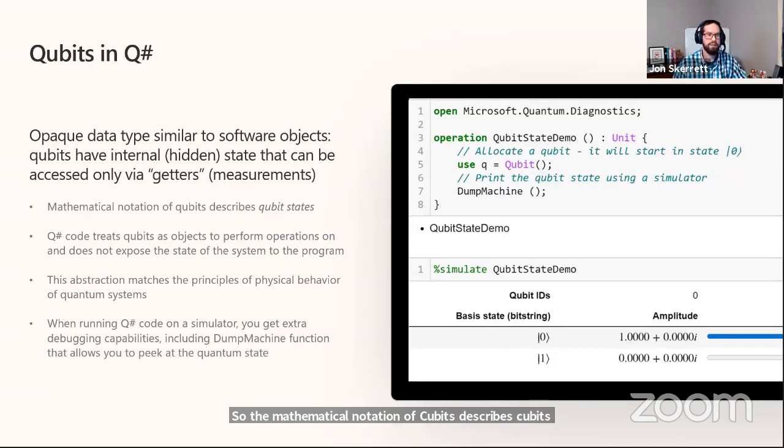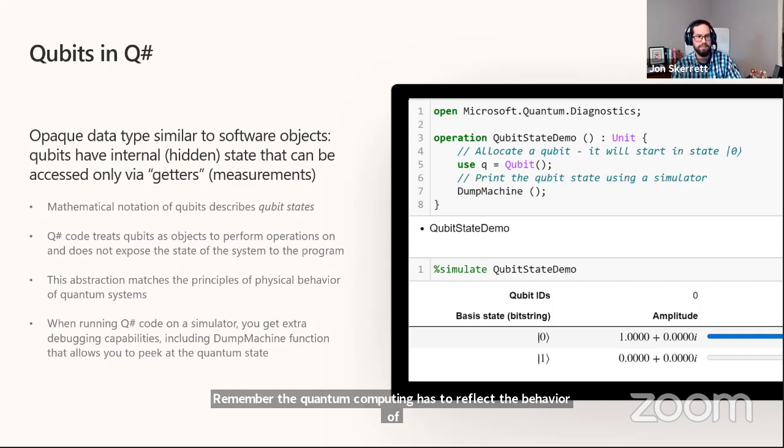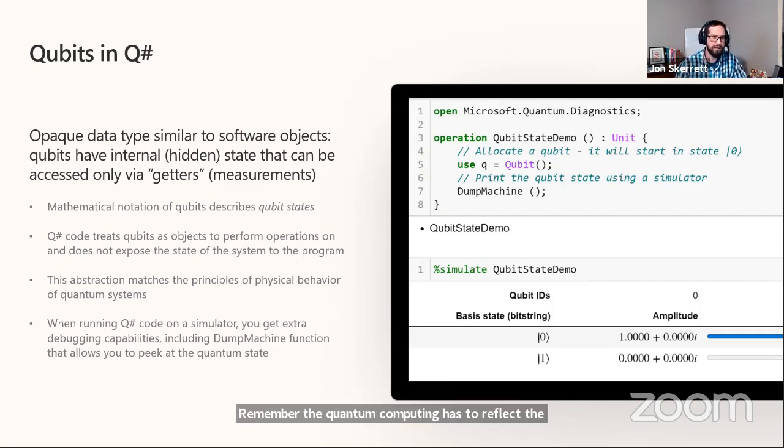So the mathematical notation of qubits describes qubit states. In the previous slide, I was mostly focusing on the vectors that represent qubit states, but this isn't really what's happening in the physical system. Remember that quantum computing has to reflect the behavior of quantum systems. It is slightly abstracted behavior, but we still want it to reflect the things that we can actually do with our physical systems. And we want our programming tools to reflect those same capabilities.